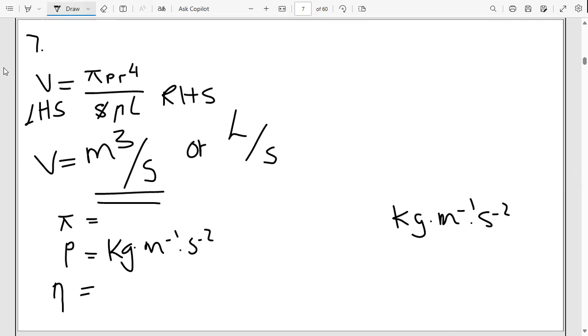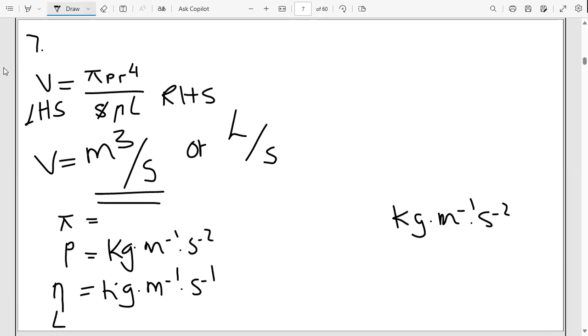I can say pascals multiplied by second. And how is that actually relating to the actual units that we know? It is just going to give us kg meter to the power minus 1, second to the power minus 1, like this.